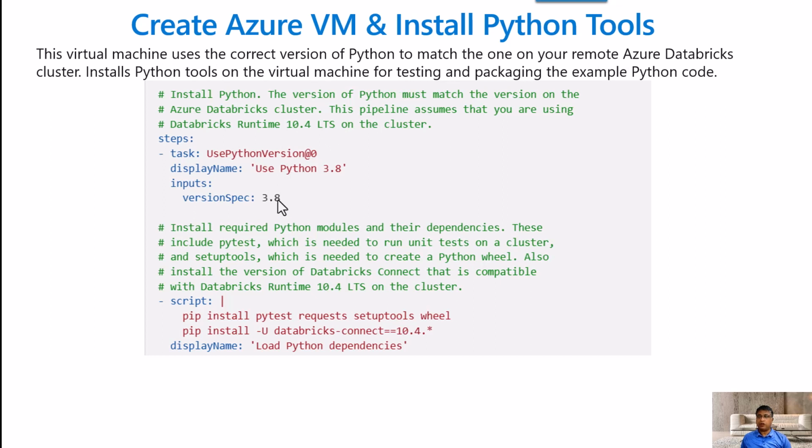It should not happen that your cluster is using 3.10 and you are using 3.8 here. Then you will face issues, because essentially this particular Python version you are going to use to compile your code and then push these binaries into the cluster at the target. So if there is a mismatch there, then this is a problem. Then the next step will be to deploy important Python libraries like PyTest, which is used for testing purposes, request, setup tool, wheel, and then we will also deploy the Databricks Connect.